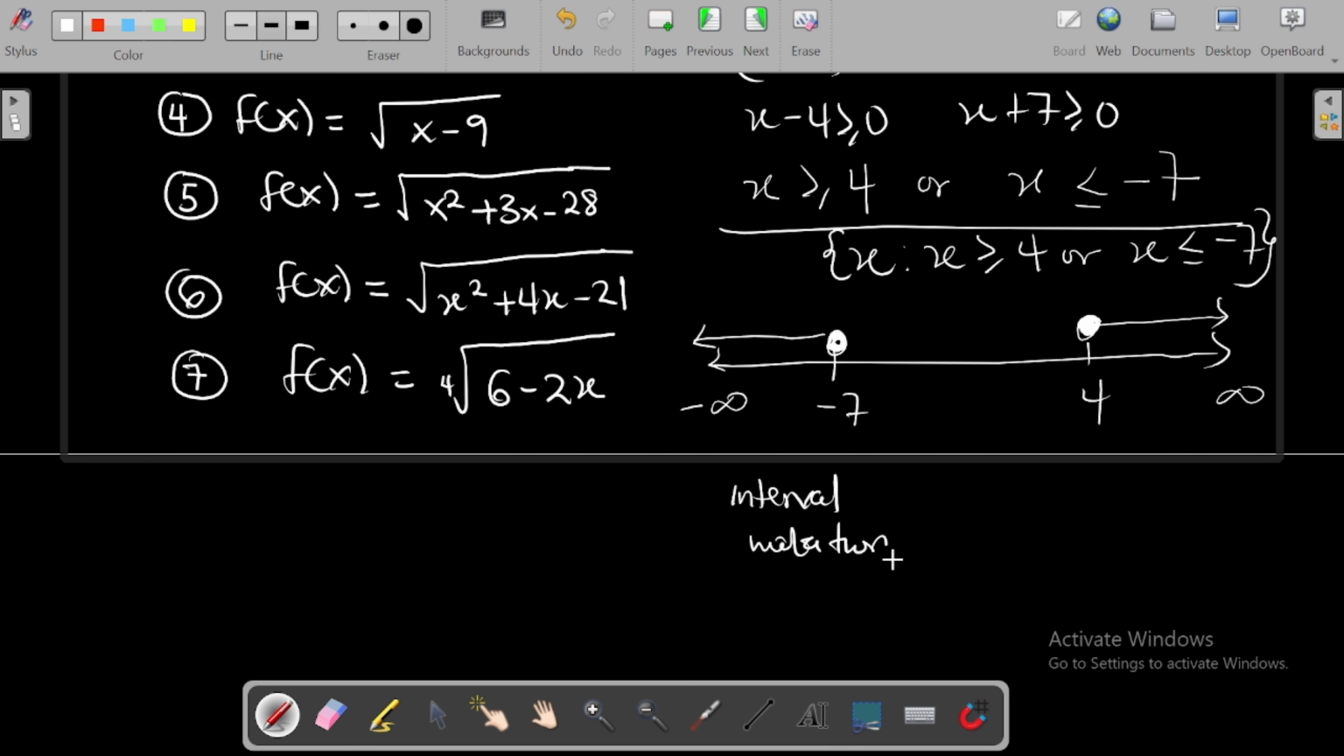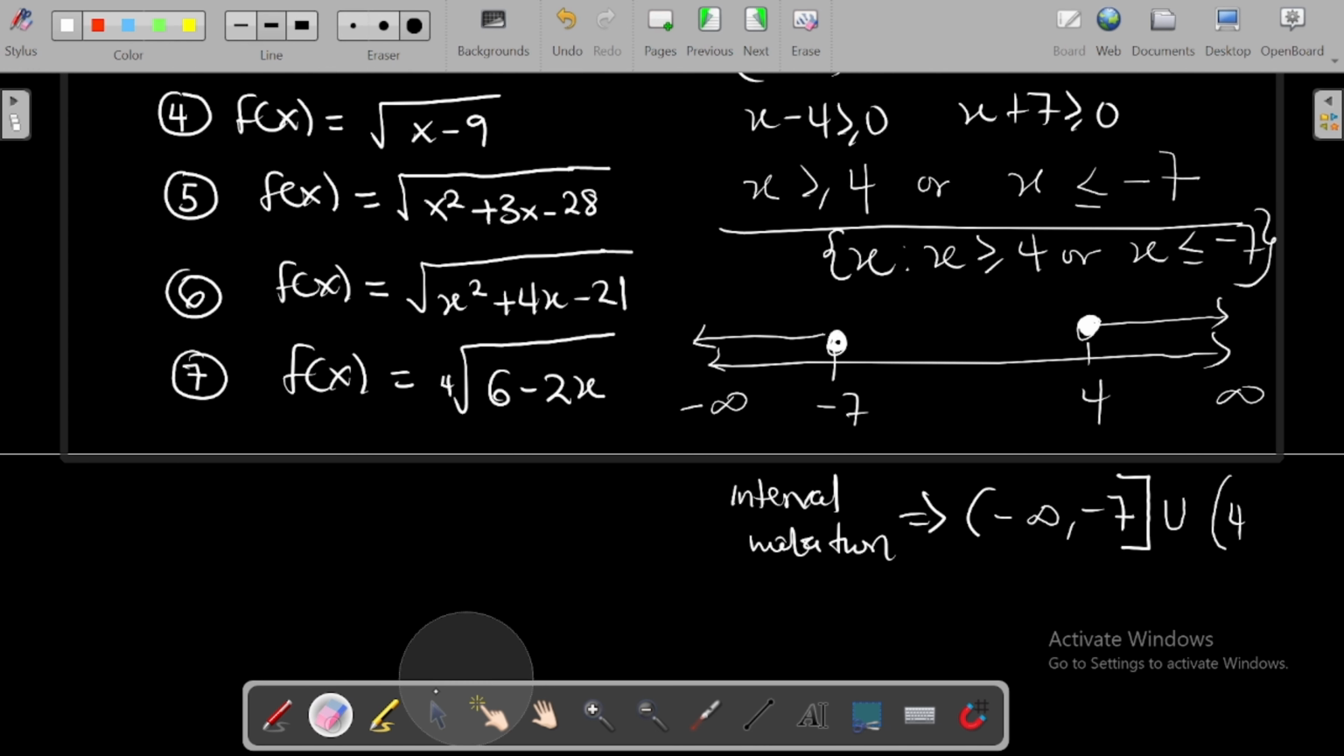Now to write your interval notation, you can simply write it as negative infinity towards negative 7, but since negative 7 is included, you bring your square bracket, union 4. Since 4 is included, you bring a square bracket at 4 towards infinity. Okay, this is how to write the interval notation of this particular question.